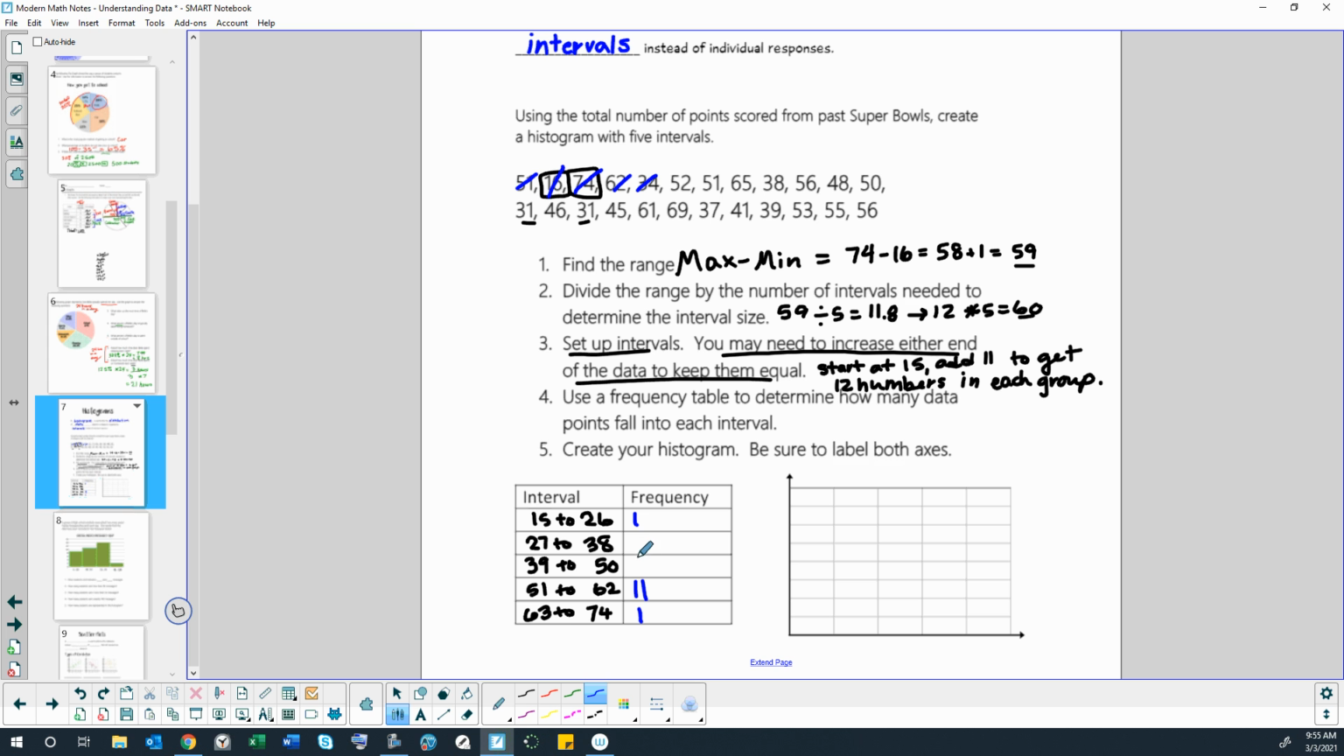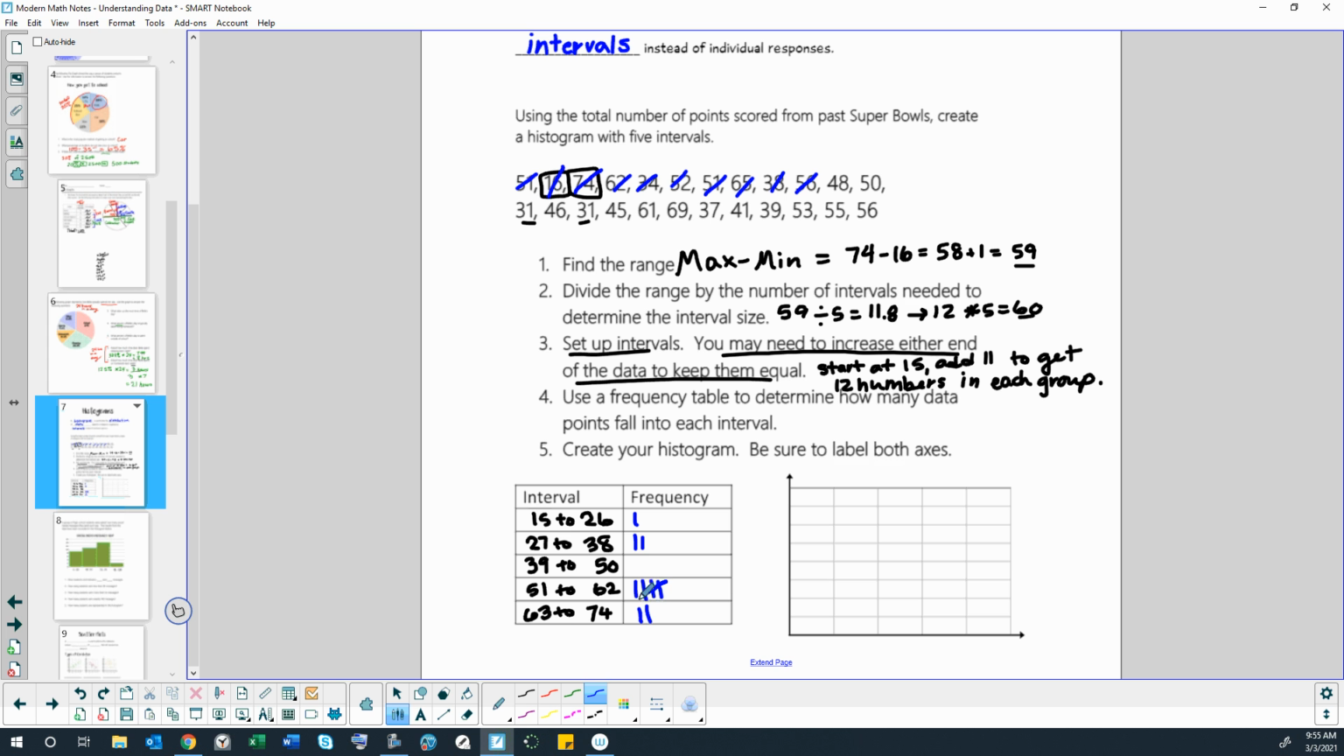34, where does it go? Second box, because it's between 27 and 38. We have a 52. Where does 52 go? Right here. 51. 65. 38. 56.